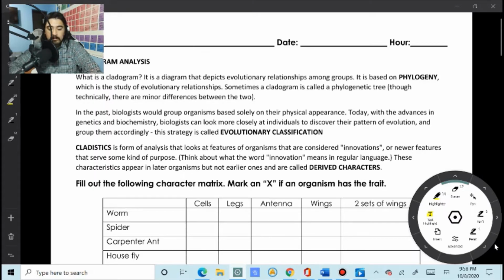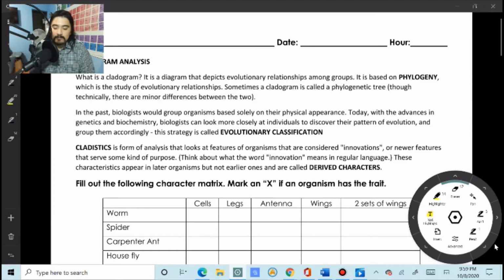In the past, biologists would group organisms based solely on their physical appearances. Today, with the advances in genetics and biochemistry, biologists can look more closely at individuals to discover their patterns of evolution and group them accordingly. This strategy is called evolutionary classification.